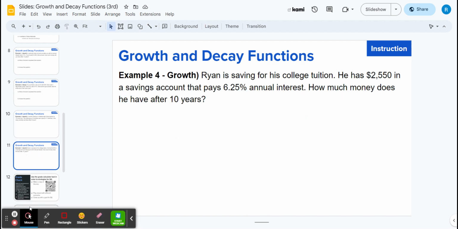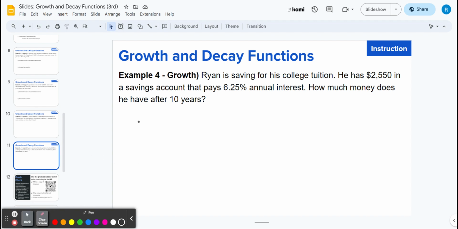All right, last one here. If we are looking at another growth example, and this one is very popular, talking about investments and savings. Ryan is saving for his college tuition. He has $2,550 in his savings account. It pays 6.25% annual interest. How much money does he have after 10 years?